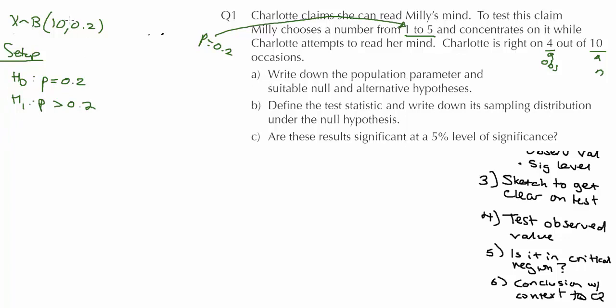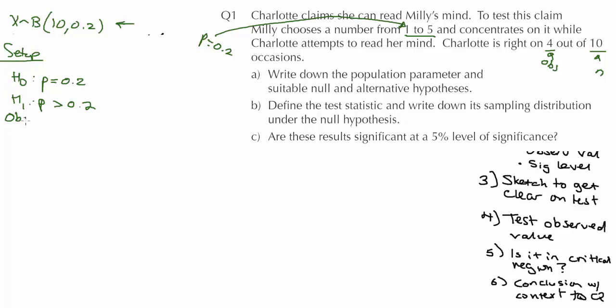Write down the population parameter. That's what they mean by this. And the suitable null and alternative hypothesis, that one. Define a test statistic and write down its sampling distribution under the null hypothesis. Something to do with this. You'll never see questions like this in the exam anyway. But basically, are the results significant at 5% level of significance? Basically, it's to do with saying test it.